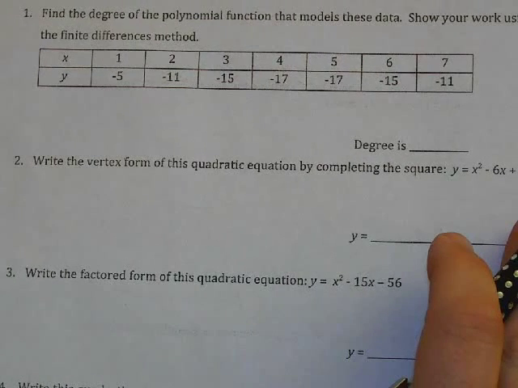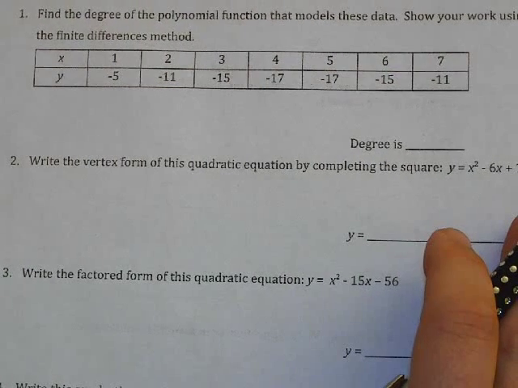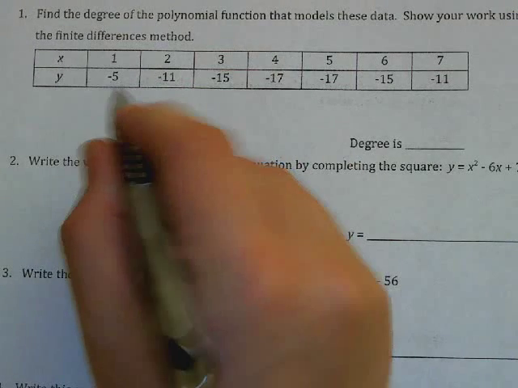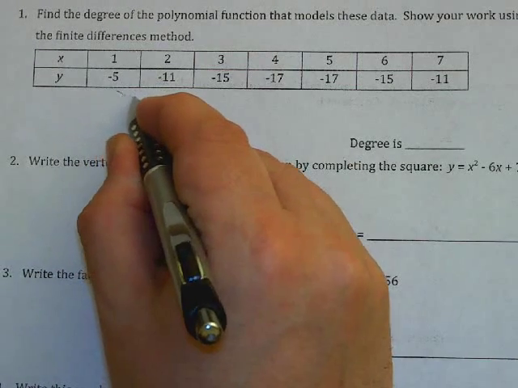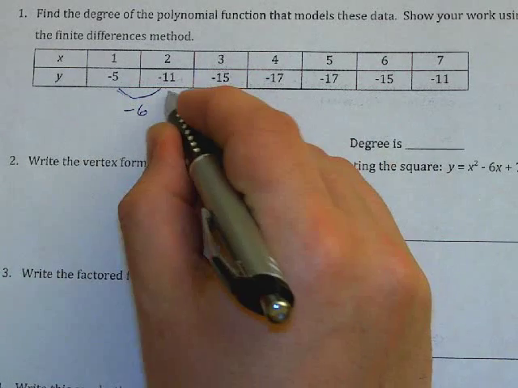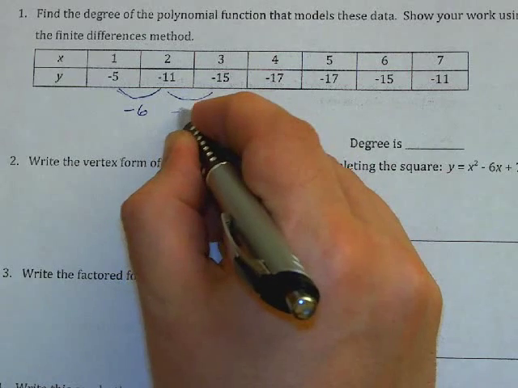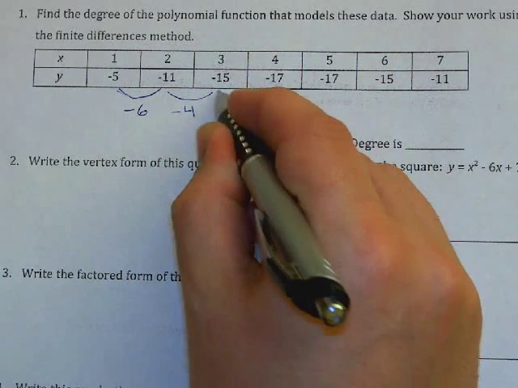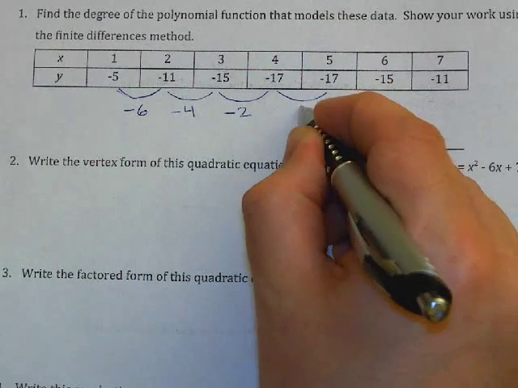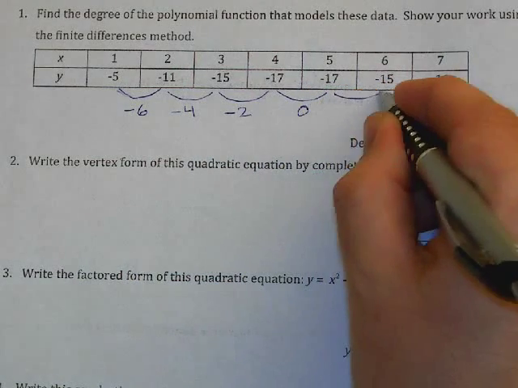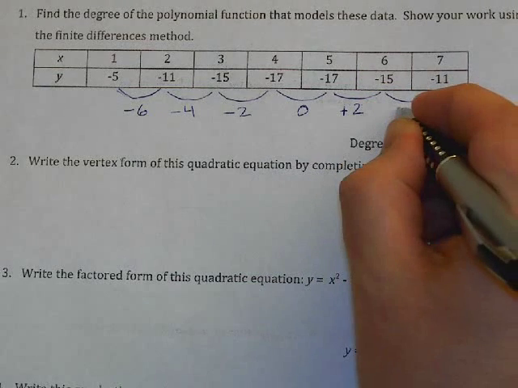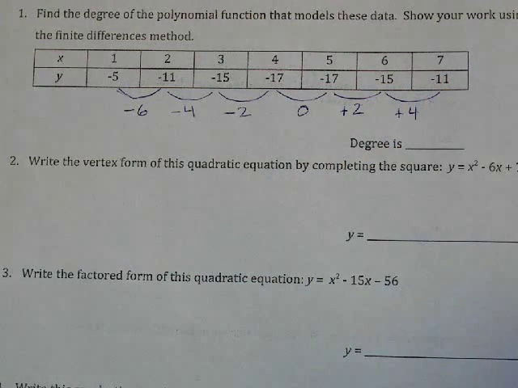Number 1, we're trying to find the degree of the polynomial using the finite differences method. So, our first step is going to be to find the difference between the consecutive terms. So here, it's going down 6, then down 4, down 2, no change, up 2, and then up 4.